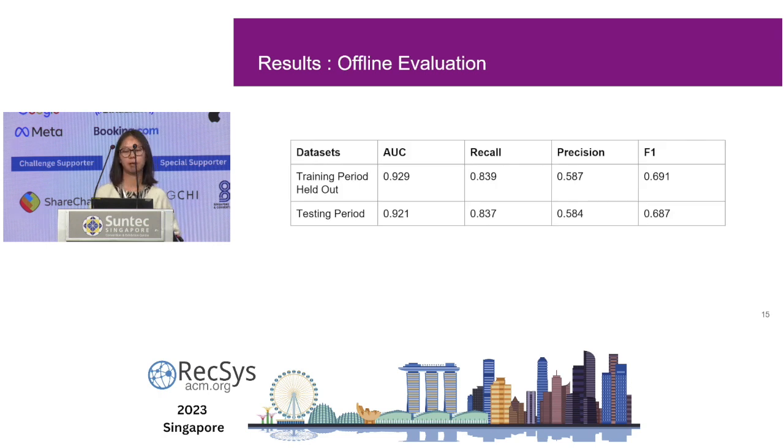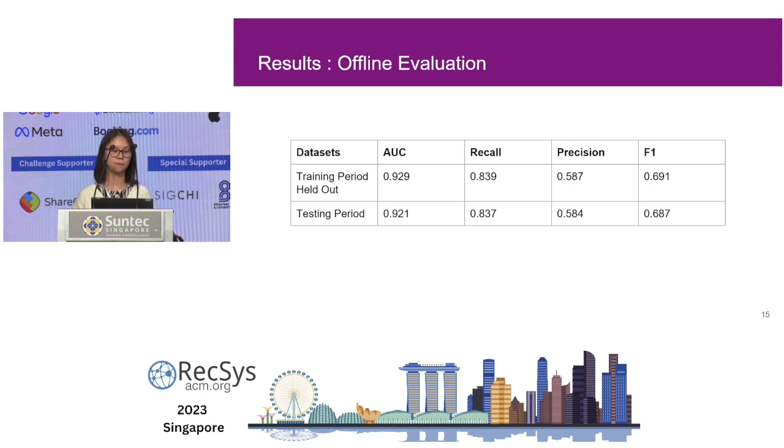We did a series of experiments, including offline evaluation, off-policy evaluation, and online A/B testing. Here, I introduce the offline evaluation. Basically, we evaluate our model on 2 data sets. The first is data from the same training period, so that is a held-out set. The other is the testing data, which is from the remaining 10 days of the testing period.